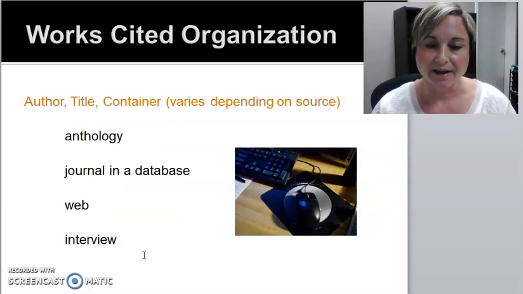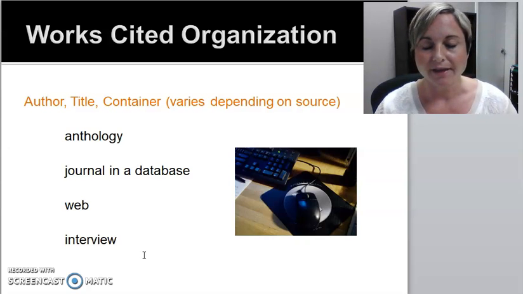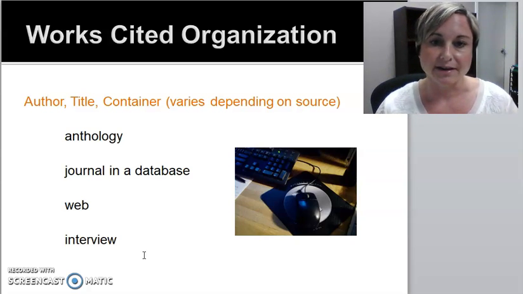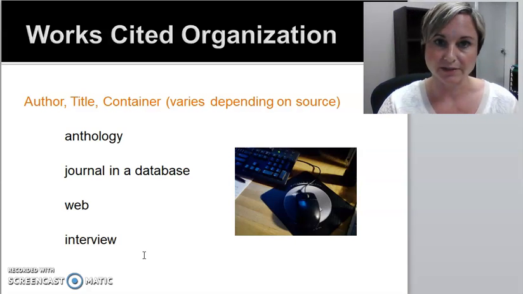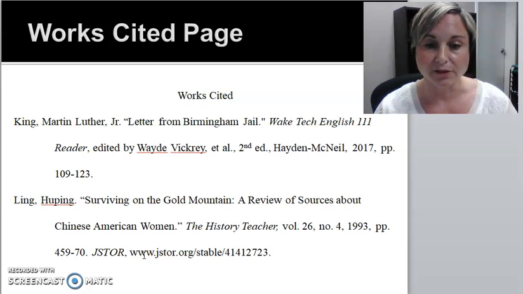On that list, you'll start with the author, last name, first name, then you'll have the title of your website or your article or your book, and then you'll have information on the container, which is going to vary depending on what type of source you're using. You might be using an anthology, a journal in a database. You might be using a website or conducting an interview. So these are all different types of sources you want to figure out how to cite on your works cited page.